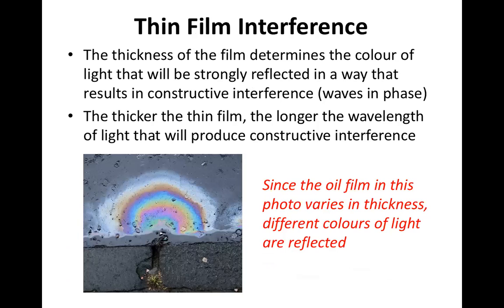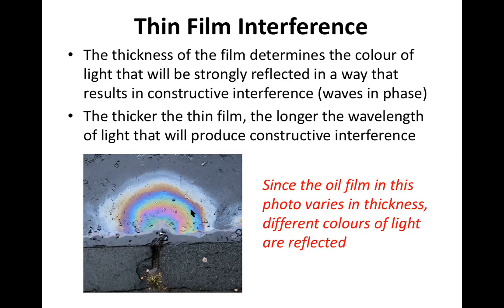If there was an even coating, you would be seeing one color or a narrow color range. But if the thickness changes, then you see a rainbow. That is because the thickness of the film determines the color of the light that will be strongly reflected in a way that results in constructive interference, or the two reflected waves being in phase. The thicker the film, the longer the wavelength.